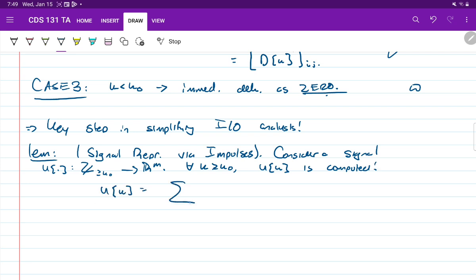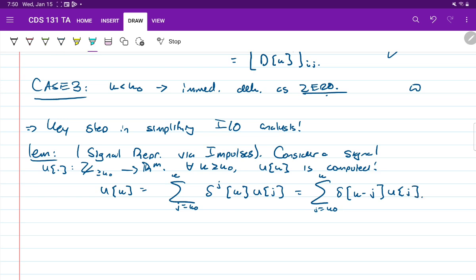U of k equals the sum from j equals k naught up until k of the shifted delta, delta j at k, u at j, or alternatively written, the sum from j equals k naught up until k of delta k minus j, u of j. Okay? So this might seem a little bit obvious if I write it out, right? Because this delta function here is only equal to 1 right at the value that we need, right at time step k. So this just goes right ahead and picks out the input value that we need, okay?